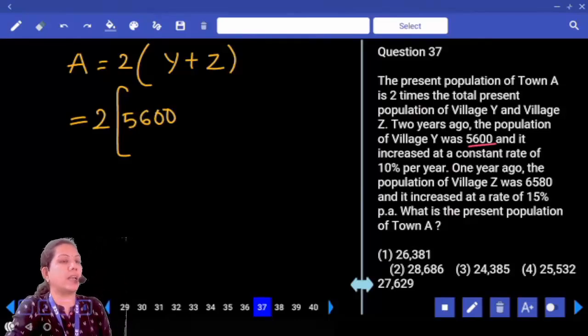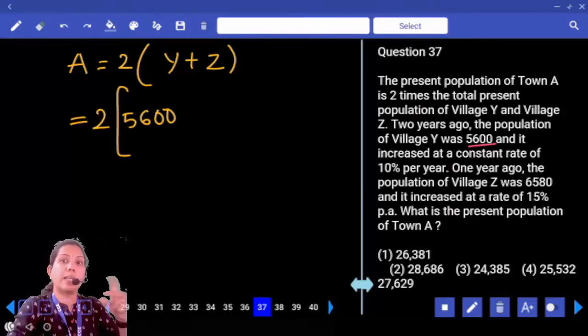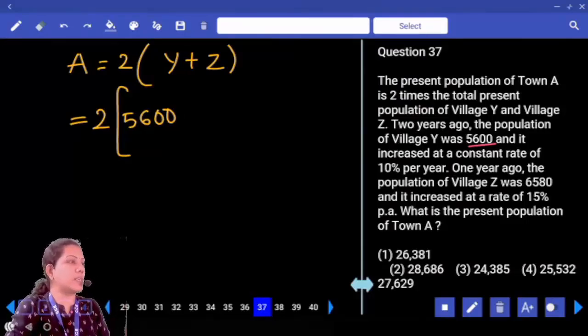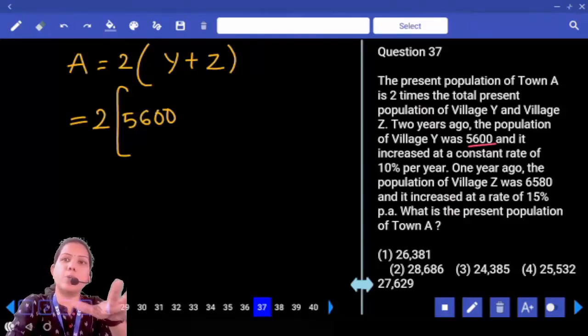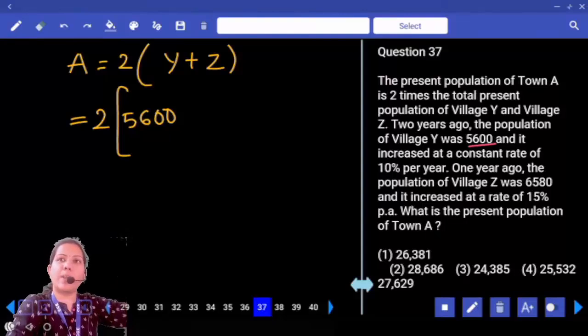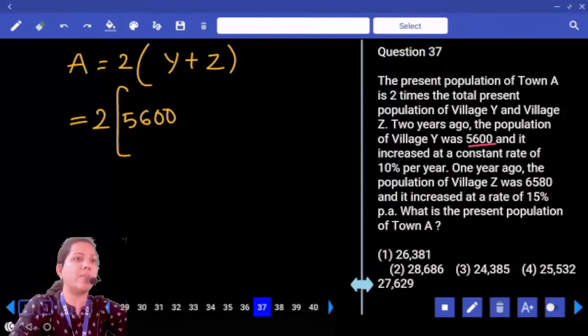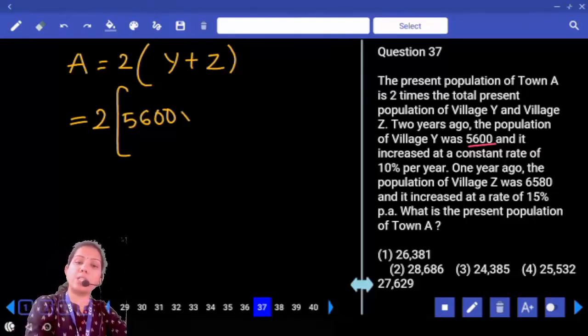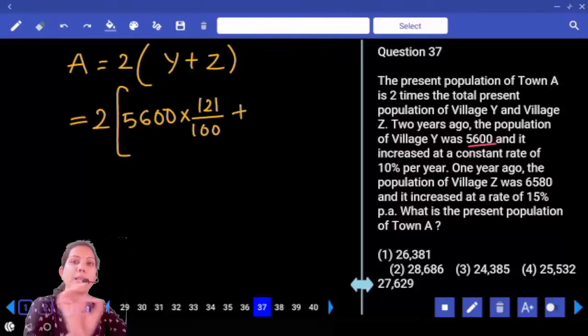Each and every year it is increased by how much percentage? 10%. Next year also increased by 10%. Two successive increments of 10% make 21%. Suppose 100 is the initial population. After 2 years it is increased by 21, so it is 100 plus 21. Then the present population is 121 by 100. It is the Y population at present.